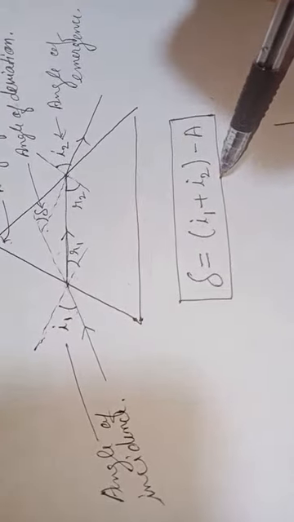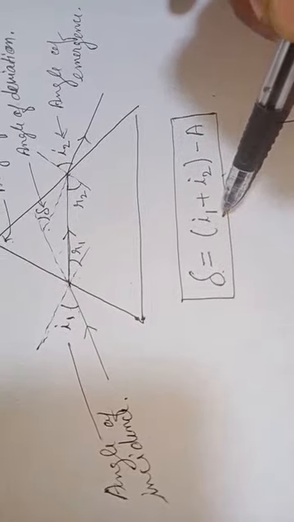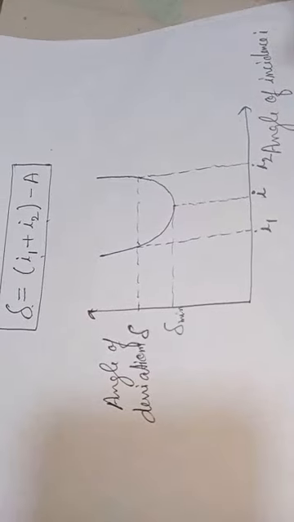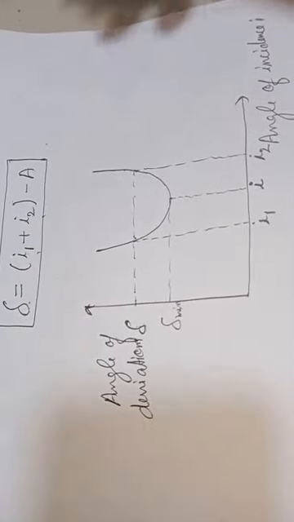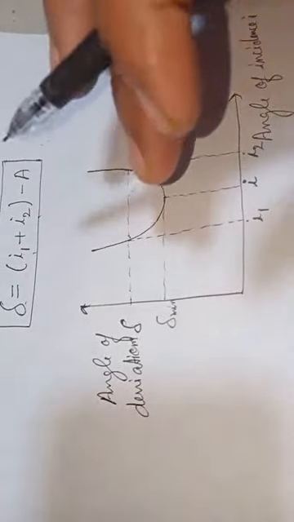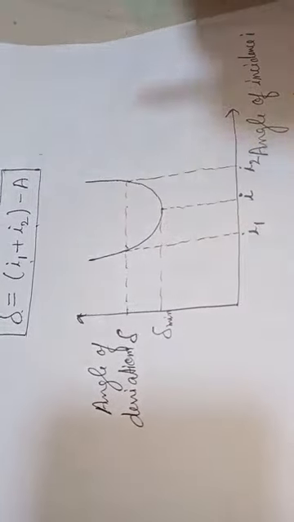If we plot a graph between angle of deviation and angle of incidence, we will get a graph like that. I'm not plotting this graph, I'm just using it. You can see this graph in your book, where we have derived the formula of mu, the refractive index of prism. There we have to plot this graph.